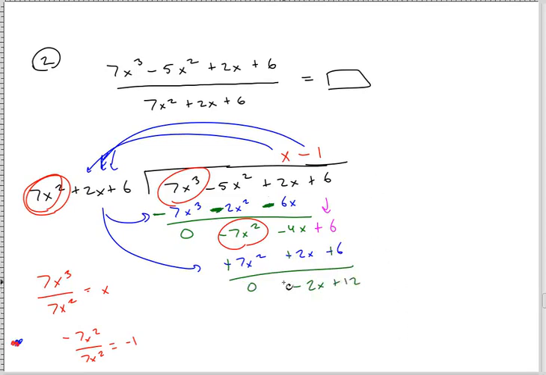There's nothing else to bring down, so that's your remainder. Even if it looks a little bit bigger than the last time, it's still your remainder. So this is still your quotient. This is still your remainder.